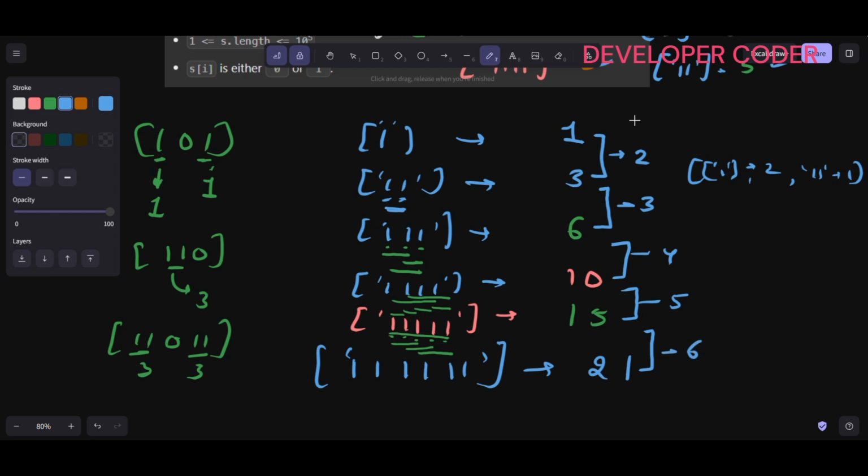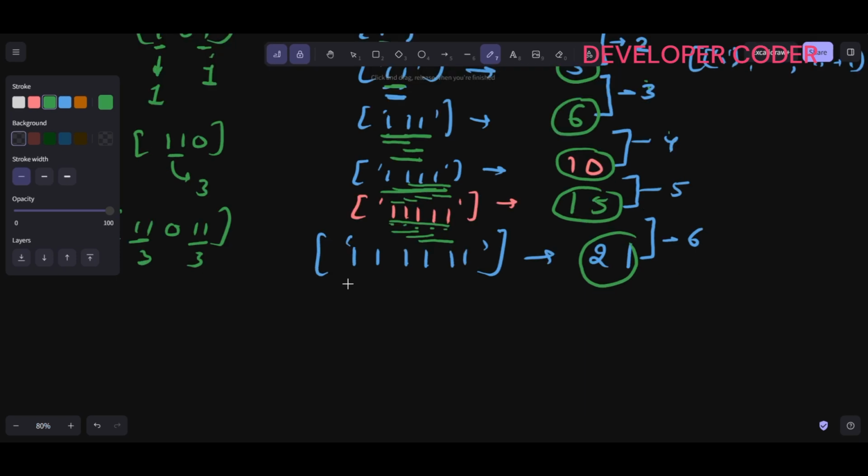So here if you notice, initially we have 1. If I have a single one, then I'm returning 1. If I have two ones, then I'm returning 1 plus 2, which is 3. If I have 3 ones, then I'm returning 1 plus 2 plus 3, that is 6. If I have 4 ones, 1 plus 2 plus 3 plus 4, that is 10. If I have 5 ones, 1 plus 2 plus 3 plus 4 plus 5, that is 15. If I have 6 ones, I am returning 1 plus 2 plus 3 plus 4 plus 5 plus 6, that is 21.